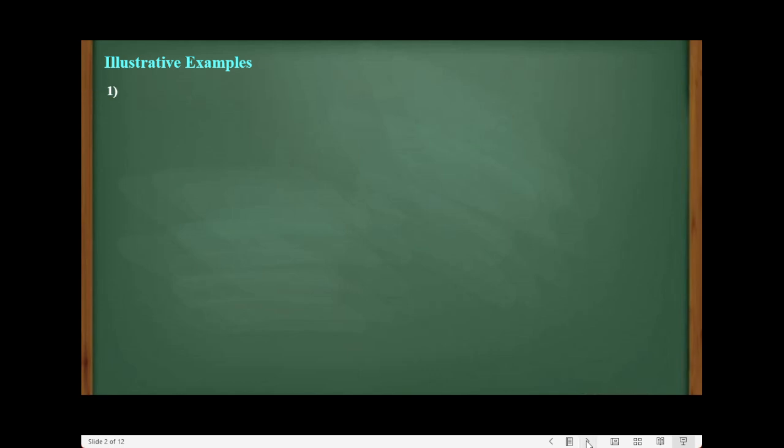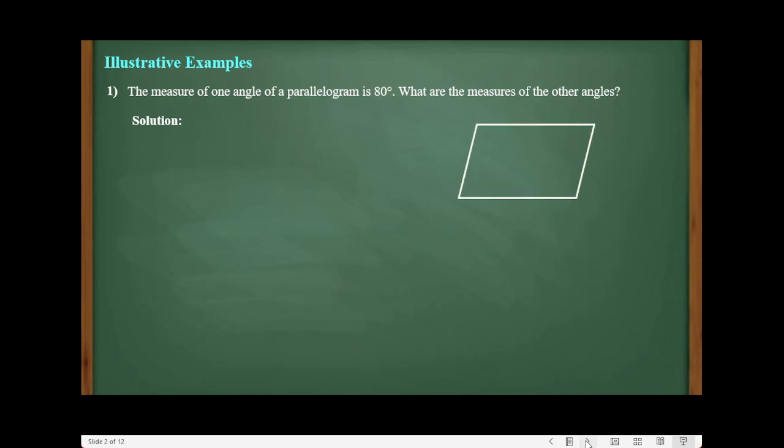So we go now to problem number 1 and let us read this problem. The measure of one angle of a parallelogram is 80 degrees. What are the measures of the other angles? For our solution, let us try to draw a quadrilateral and we assume that this four-sided plane figure is a parallelogram. And one of its interior angles is given as 80 degrees.